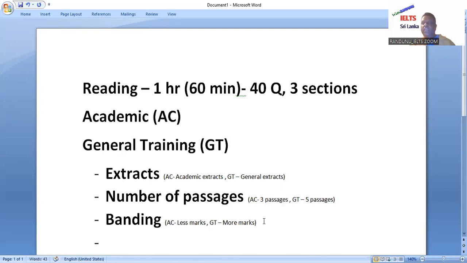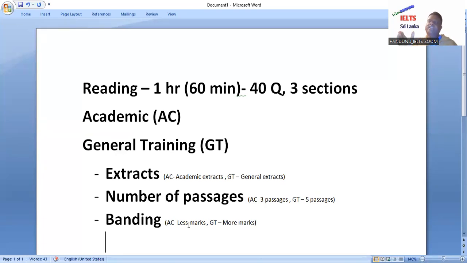Say, for example, in order to get band 6, if you are doing academic, you may require only 27 out of 40, 27 correct answers, and you can get band 6 in academic. But if you are doing general, you need to get 32 in order to get band 6. Therefore, even if general is easier than academic, when it comes to banding, they have adjusted that.